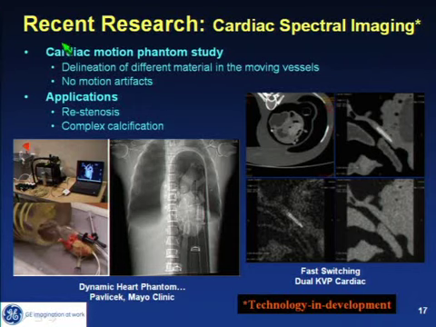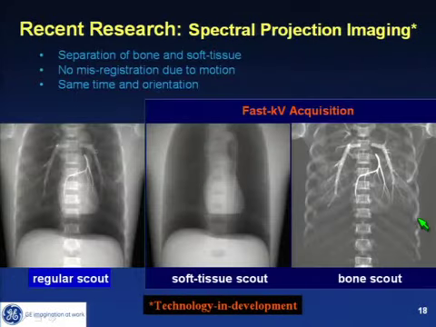So this is a phantom study carried out together with the Mayo Clinic, where they have a cardiac phantom in which the heart is a pretty realistic phantom that can pump at any heart rate as we desire. As you can see here, with fast kV switching, you can freeze the heart motion. Also, you can separate different materials, as shown in this graph.